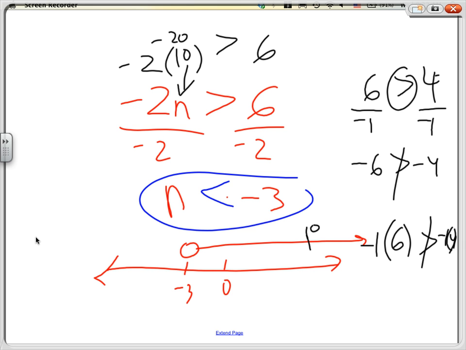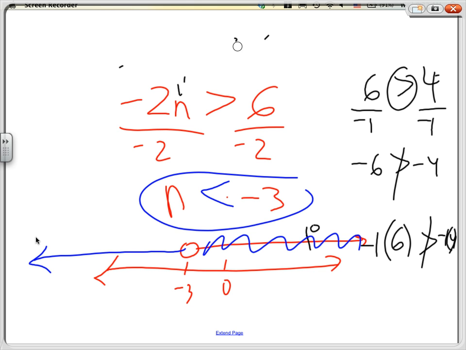Right? So because we flip the sign, this is not relevant anymore, and our solution is going to be to the left-hand side of it. So as you can see, if I pick any number on the left-hand side, let's say -7, and plug it back into this problem again, it becomes +14. A negative times a negative is positive. And is a positive 14 bigger than 6? There it is. That's the reason why.